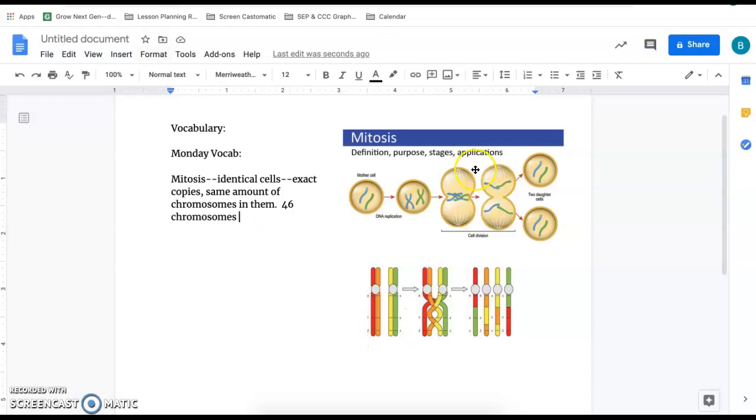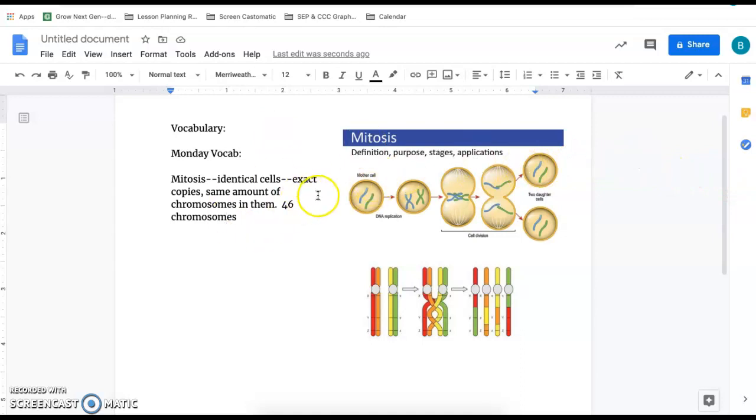So if we look at this picture right here, this is kind of just a brief description of what mitosis actually is. So if you can look here, it says mother cell, so that's going to be the cell that we start with. They call those mother cells because at the end they call them daughter cells. You don't have to know that, but it's just for reference.